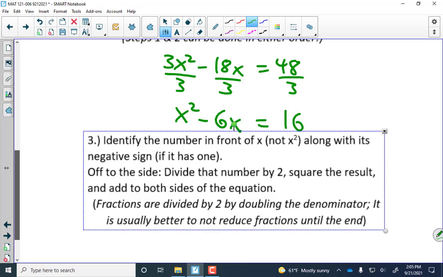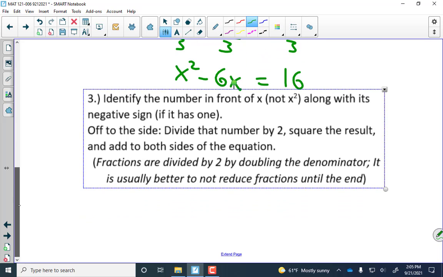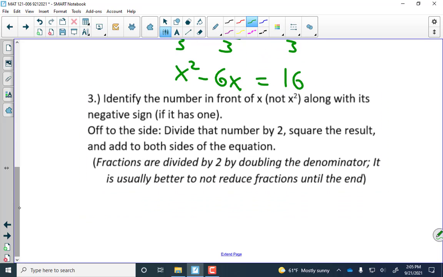Here's the big step. You identify the number that's in front of the x, not the number in front of the x squared, which at this point should be a 1, but the number in front of the x, along with its negative sign if it has one. Then you do a little side work. So everyone, what's the number that's in front of the x? Negative 6. You take that number and divide it by 2. You cut it in half, making it a negative 3. Then you square that result, in this case a 9, and you add that to both sides of the equation.